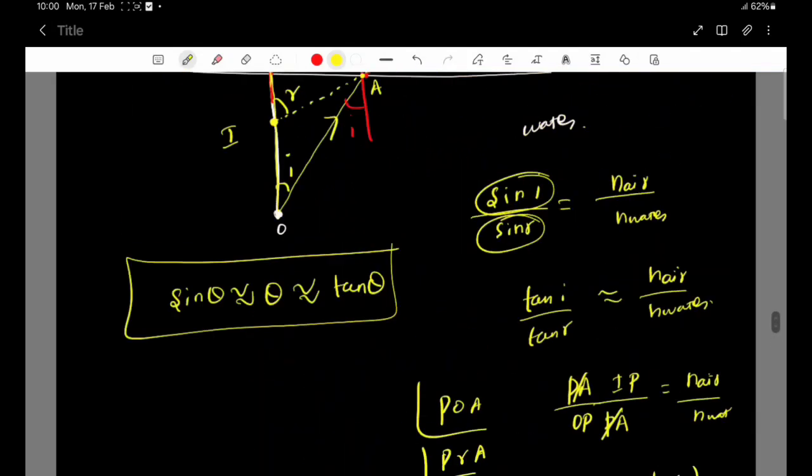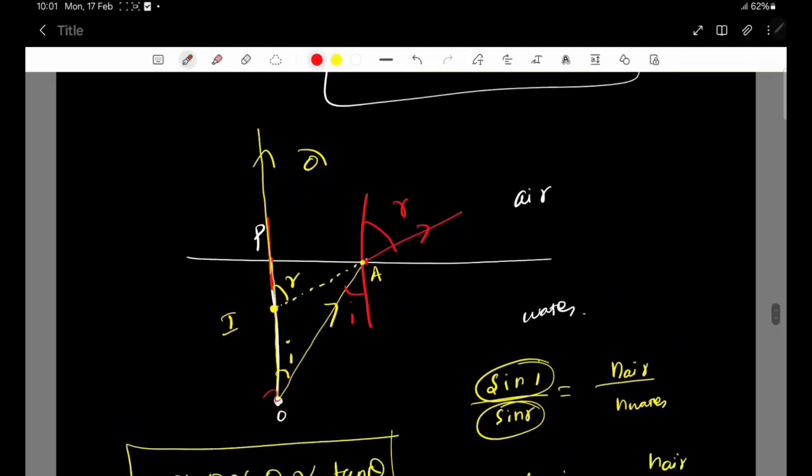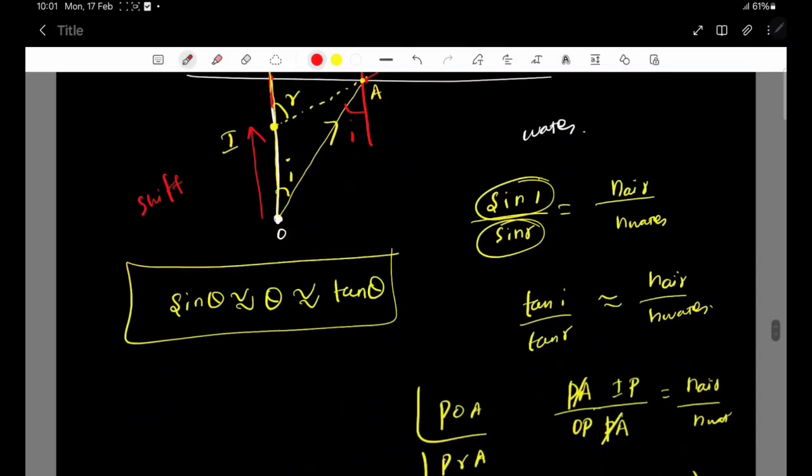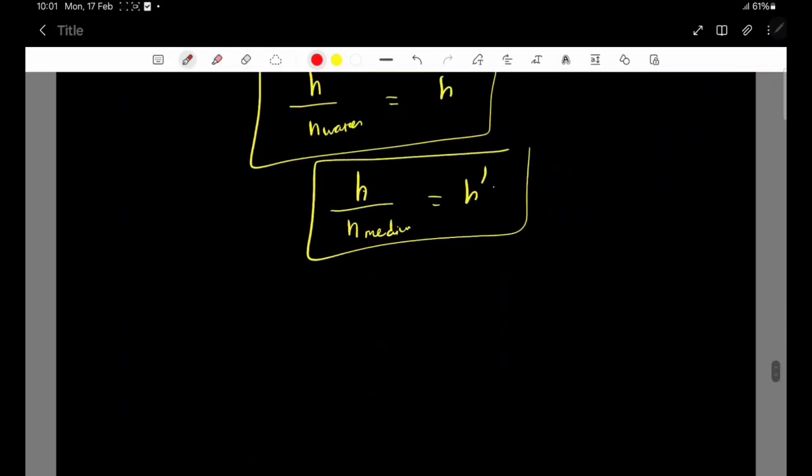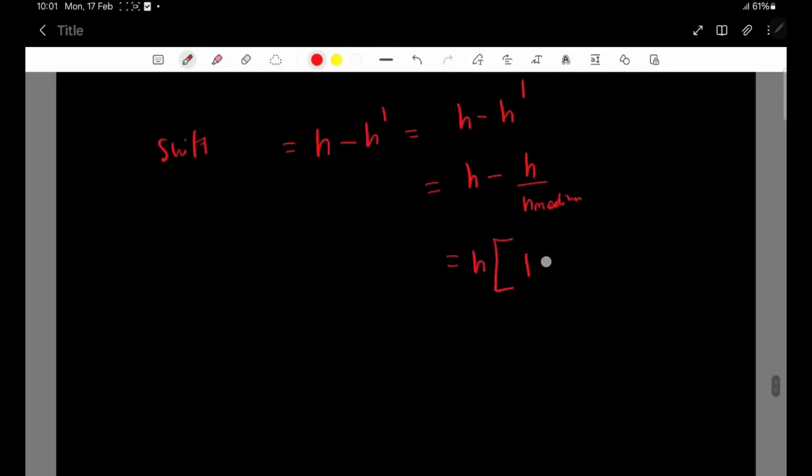We can also calculate the shift in distance, that is, by how much distance the fish may be uplifted. We can call this distance the shift distance. The shift can be calculated using this formula: real depth minus apparent depth is called the shift. So we can write H minus H dash. H minus H dash can be replaced with H by the refractive index of the medium. If I take H as a common factor, I get H times (1 minus 1 by n medium), which is equal to the shift. It's the formula we got for the shift.